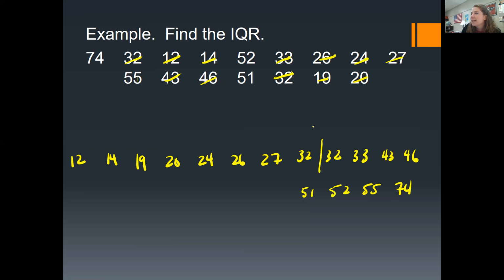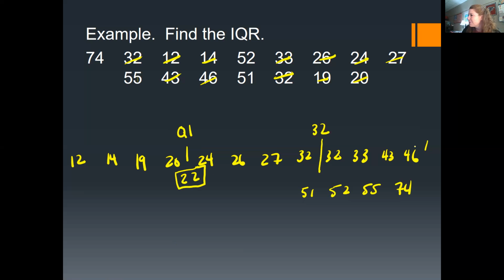So my median is 32, right? Now I have 8 smaller numbers and 8 big numbers. So the middle of the lower numbers, 1, 2, 3, 4, 1, 2, 3, 4. My lower quartile, or quartile 1, is the average of 20 and 24: 21, 22, 23. So 22. Did y'all just see me count on my fingers? So my lower quartile's 22.